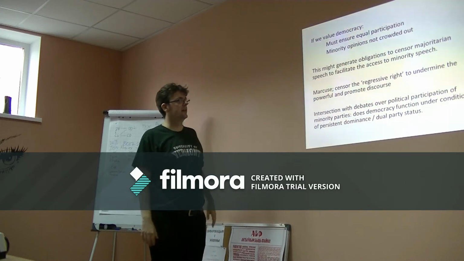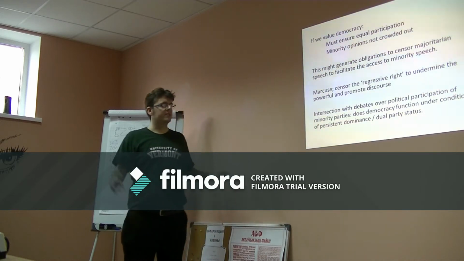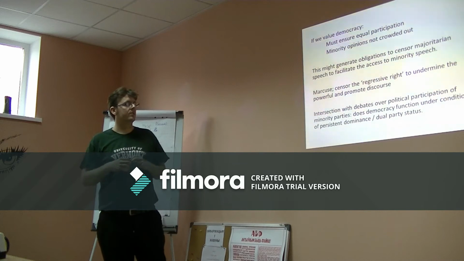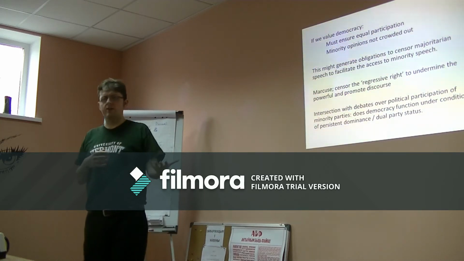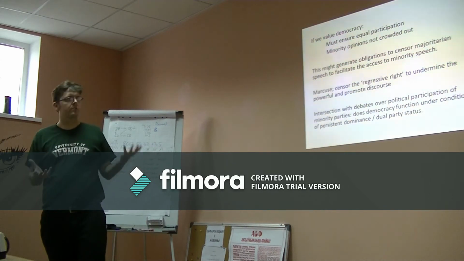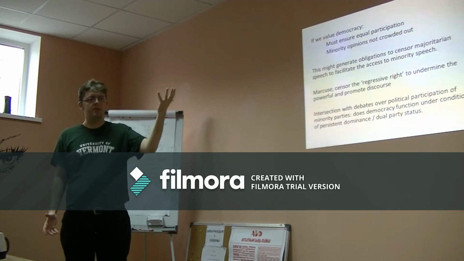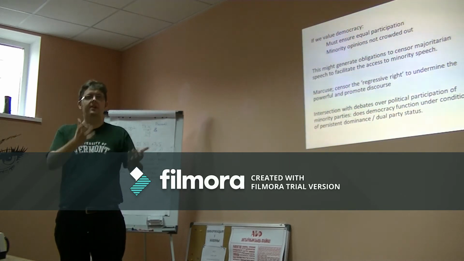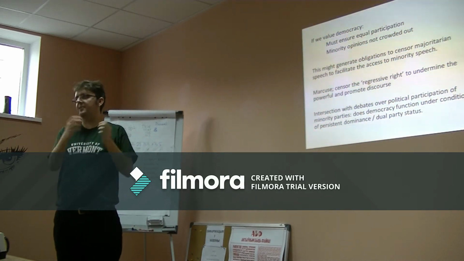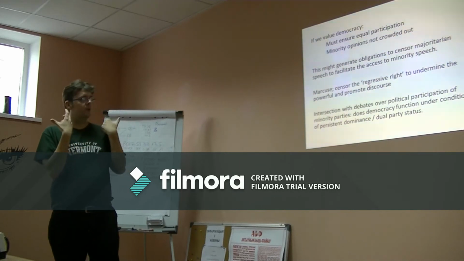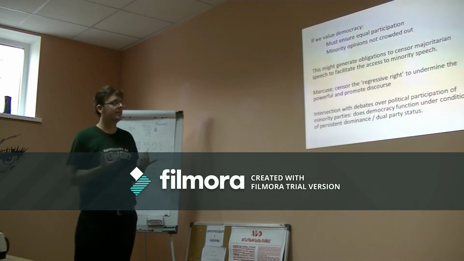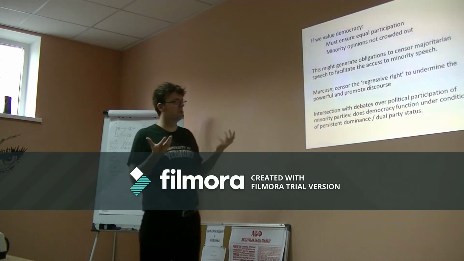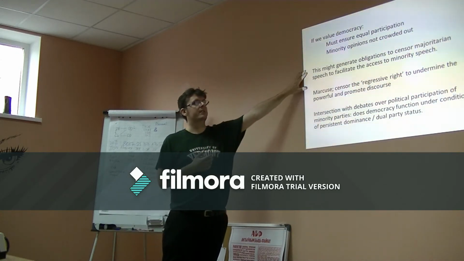Marcuse has the suggestion that what we need to do is censor the regressive right in order to undermine the powerful and promote discourse. So you can actually recouch this in ideological terms. Because we know the right wing is likely to be on the side of the powerful, therefore we should censor the right in favour of the left, and that's entirely neutral because what we're really doing is increasing the capacity for a democracy to challenge the powerful by doing that. That's presumably a slightly more controversial idea than this.